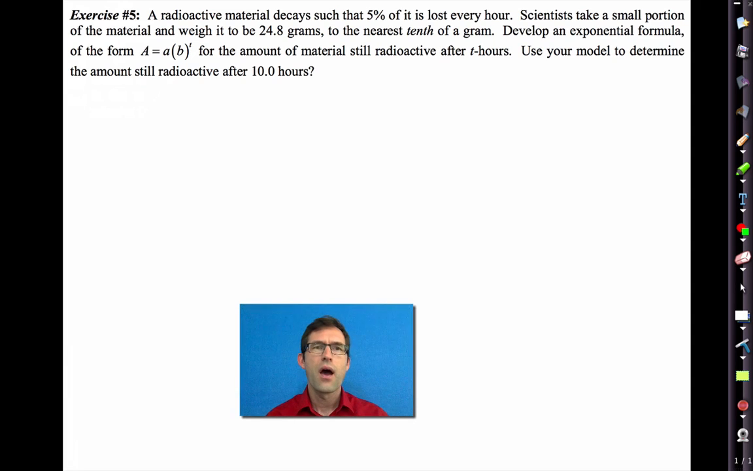Exercise 5. A radioactive material decays such that 5% of it is lost every hour. They don't mention any rounding there. Scientists take a small portion of the material and weigh it to be 24.8 grams to the nearest tenth of a gram. There's some rounding. This has been rounded. Develop an exponential formula in the form A equals little a times b to the t for the amount of material still radioactive after t hours. Then use your model to determine the amount still radioactive after 10.0 hours. All right, why don't you go ahead and pause the video and attempt this problem.